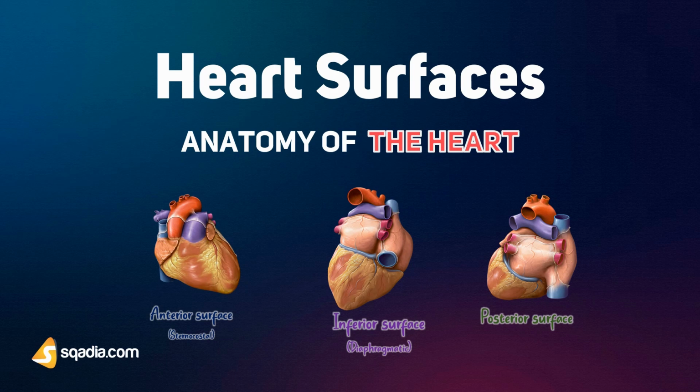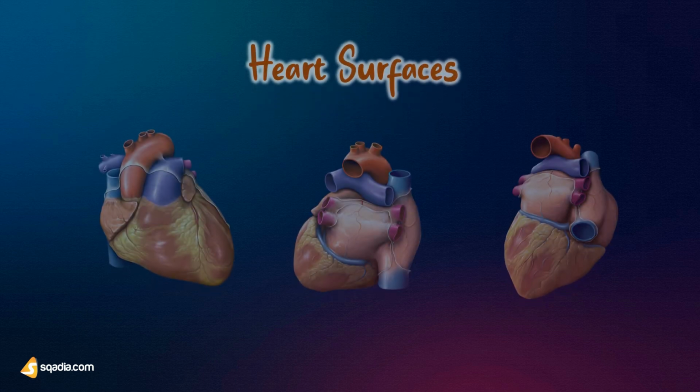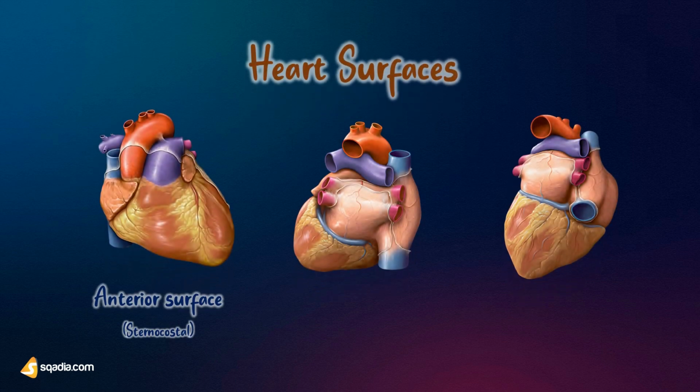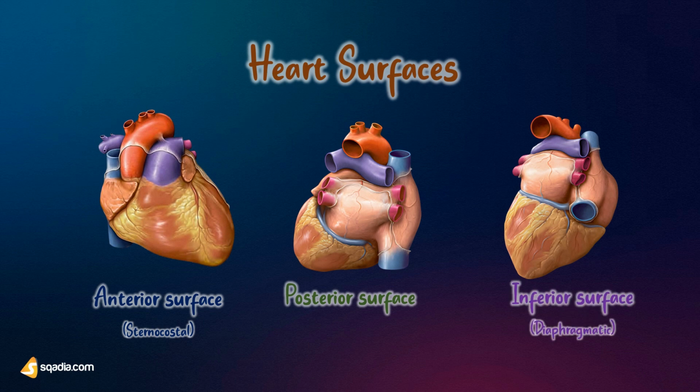Now, before going into further details about the structures of the heart, let's take an overview of the surfaces of the heart. The heart basically has three surfaces. The anterior surface, which is also known as the sternocostal, that is actually the front view of the heart. Then the posterior surface, that usually shows its base, and is the backside of the heart. And then the inferior surface, also known as the diaphragmatic surface, where we will take its downside view.